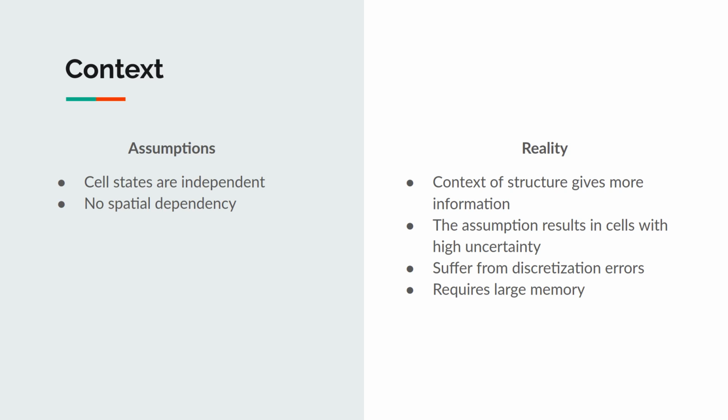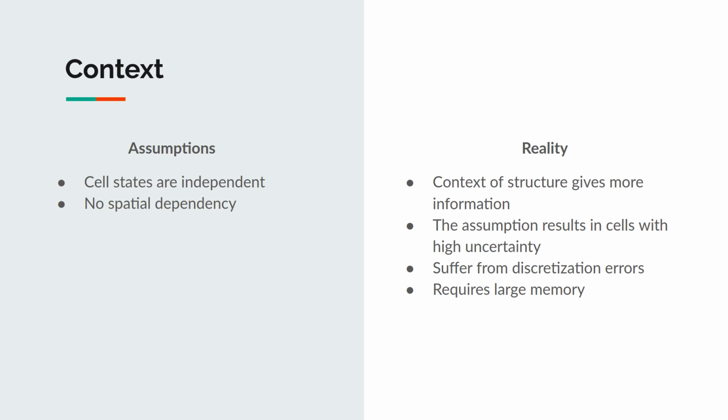Occupancy grid has been in wide use for a long time due to its less computation requirement and simplicity. However, there are some obvious drawbacks for occupancy grid. Occupancy grid assumes that individual cells are independent of each other. It assumes that there is no spatial dependency in the occupancy grid. But however, in reality, the context of structure of the environment provides more information on the occupancy of the cell.